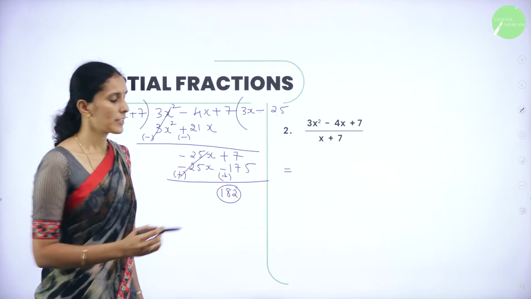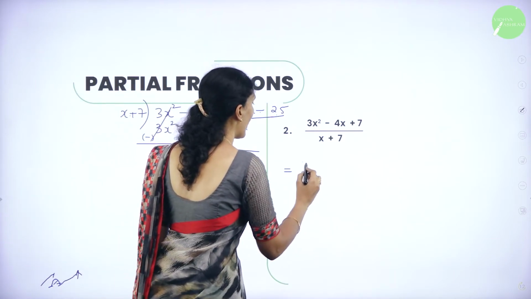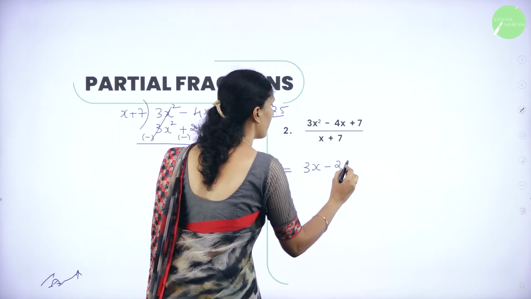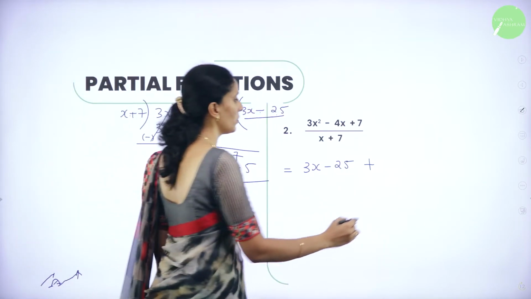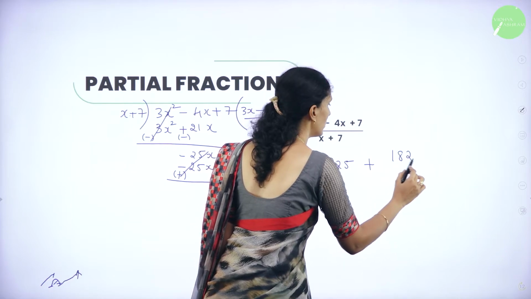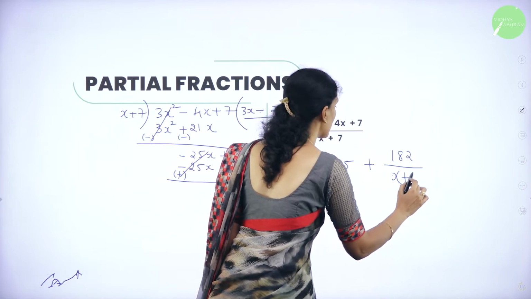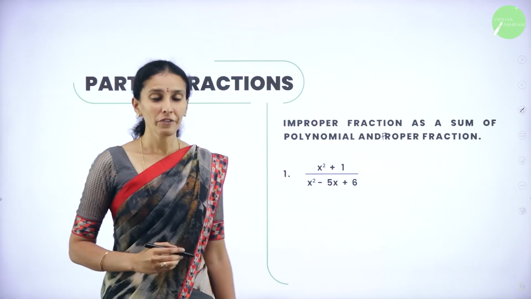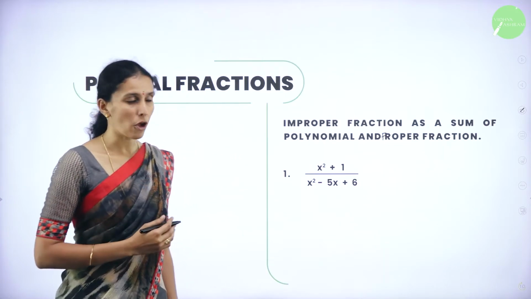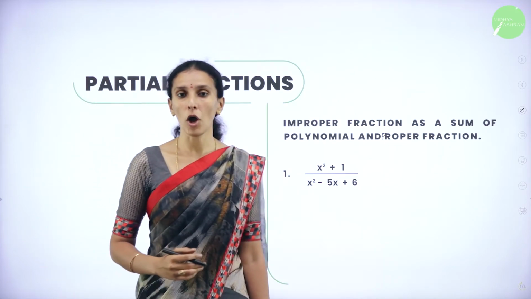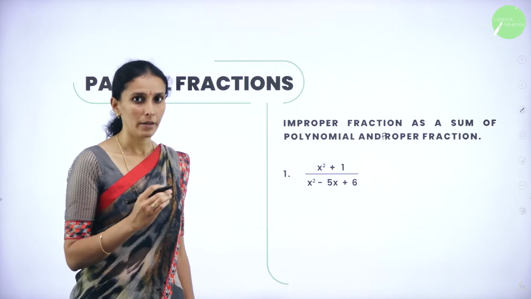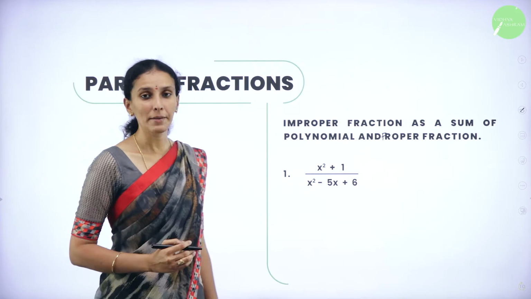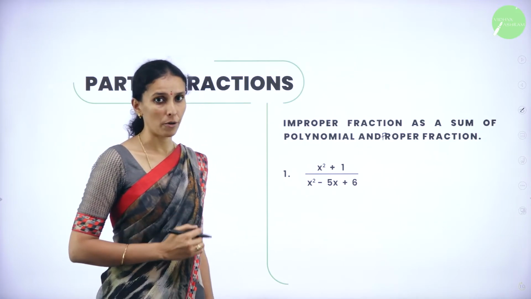So now how to express this? Write 3x minus 25 here plus the remainder 182, so 182 divided by x plus 7. Now we will learn how to write an improper fraction as a sum of a polynomial and a proper fraction. How will we do it? By using the concept of division of polynomials.